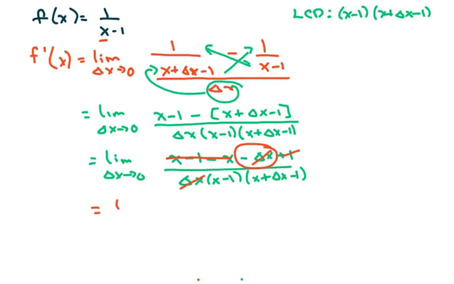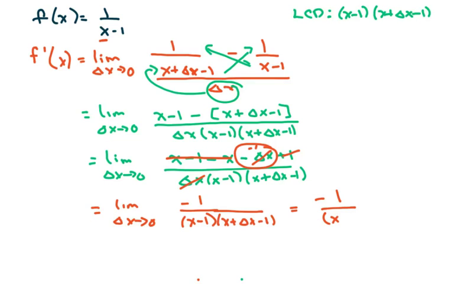So we have the limit as delta x approaches 0 of, this is negative 1, over x minus 1 times x plus delta x minus 1. Now I'm going to go ahead and substitute in the 0, and you're going to get negative 1 over x minus 1 times x minus 1, because that's a 0. Or you can say this is negative 1 over x minus 1 squared.